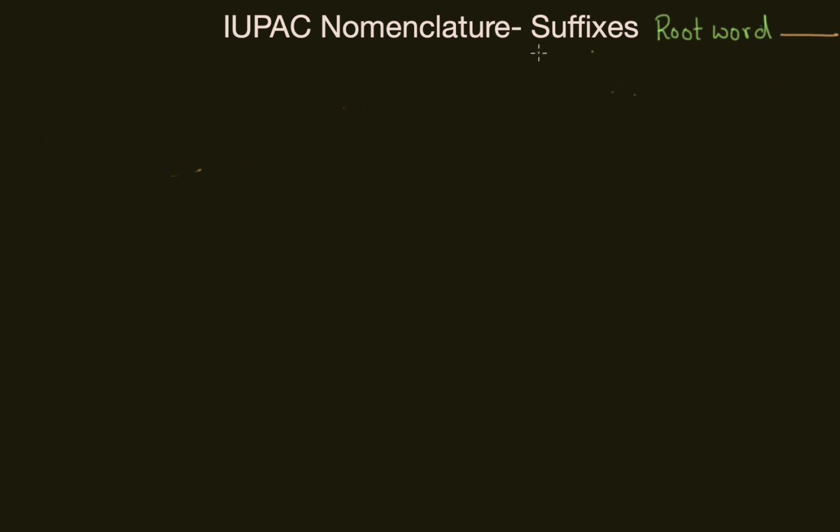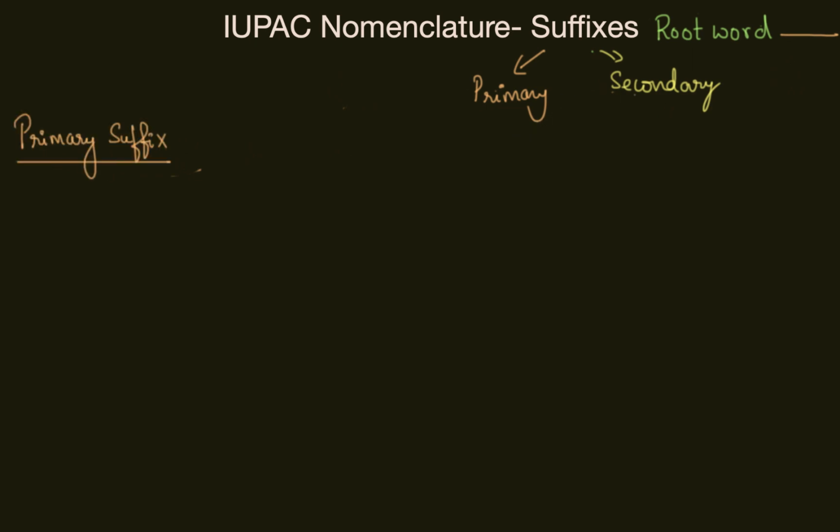Basically, suffixes are of two types. They are primary suffix and secondary suffix. In this video, we will be talking only about the primary suffix. The primary suffix represents the simple functional group like hydrocarbons. So we know about hydrocarbons, right? Hydrocarbons are any organic compound which contains carbon and hydrogen.